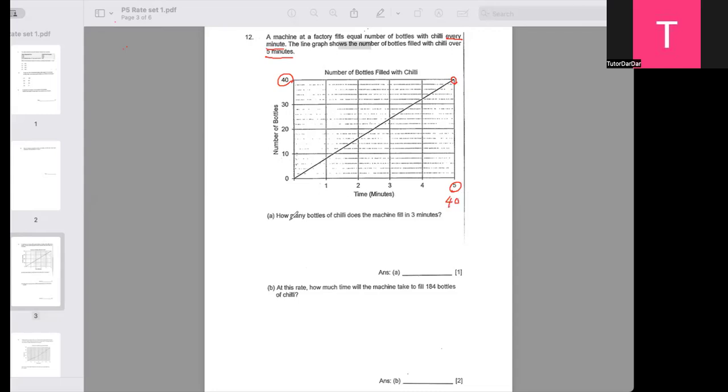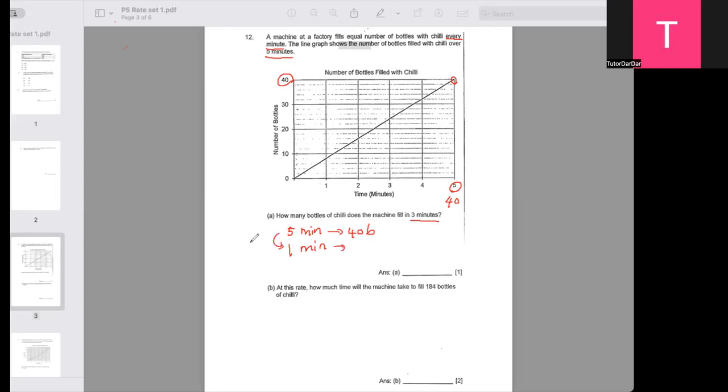Now, they ask how many bottles of chili does the machine fill in 3 minutes? They give you 5 minutes, they ask for 3 minutes. So we will start with 1 minute. So 5 minutes is 40 bottles. Can we straight away find 3? We can't. So we will find 1 minute.